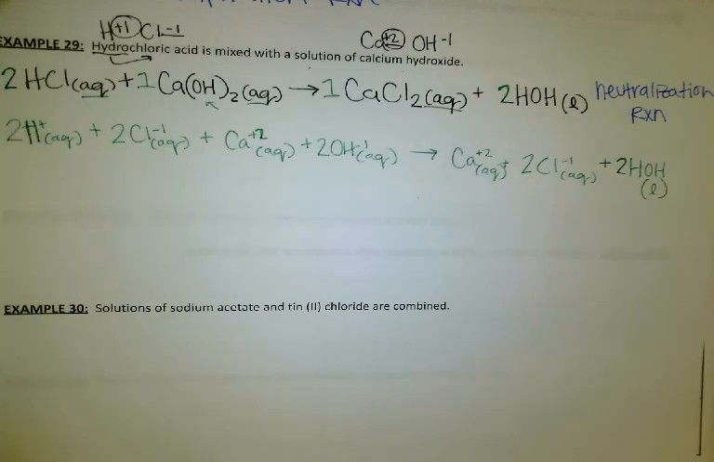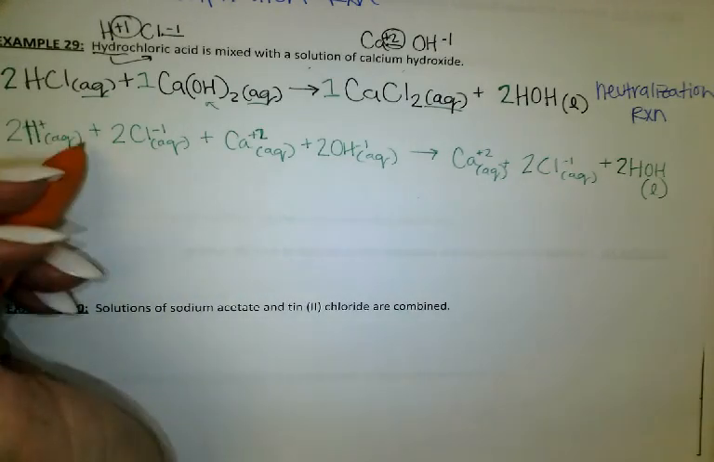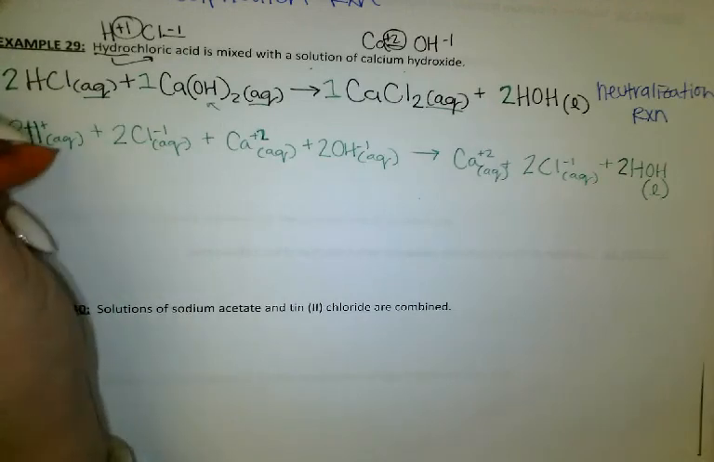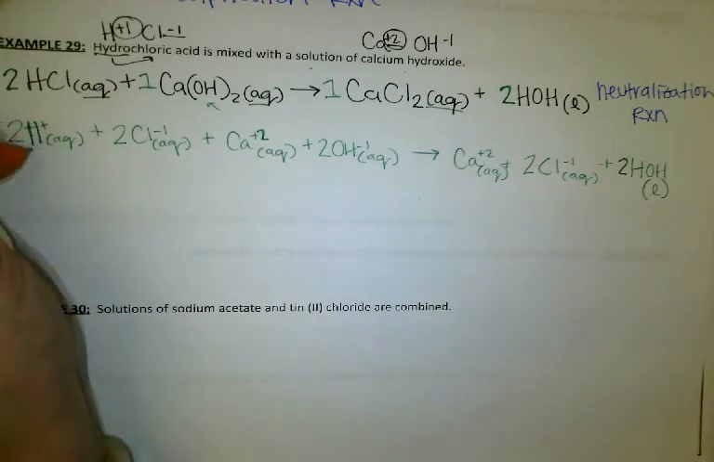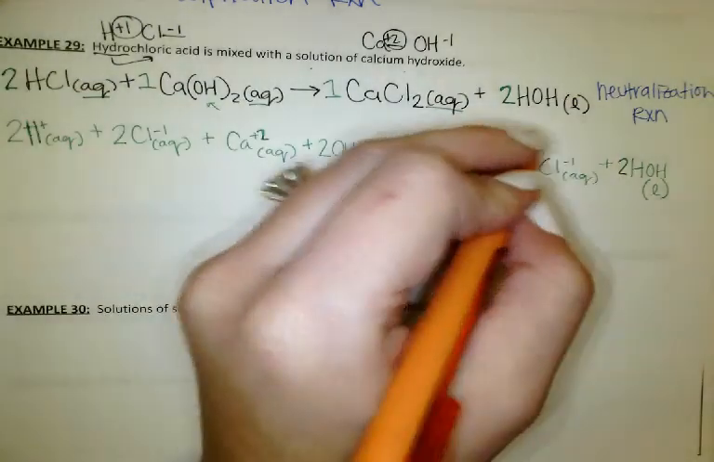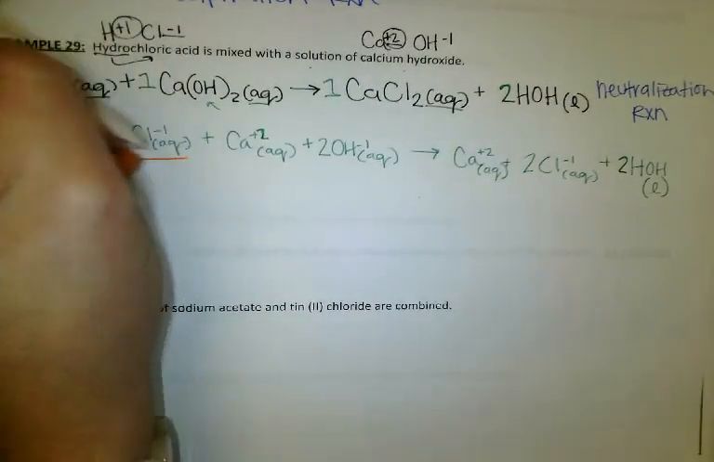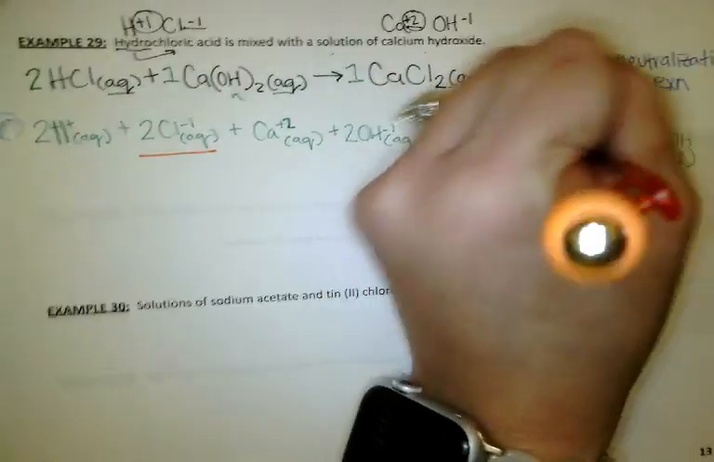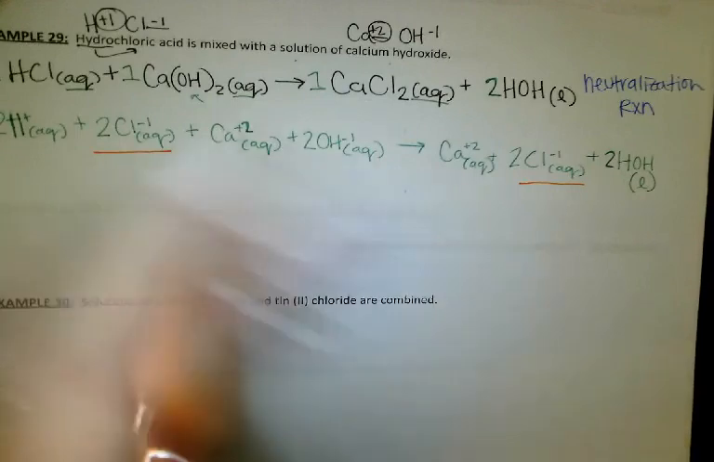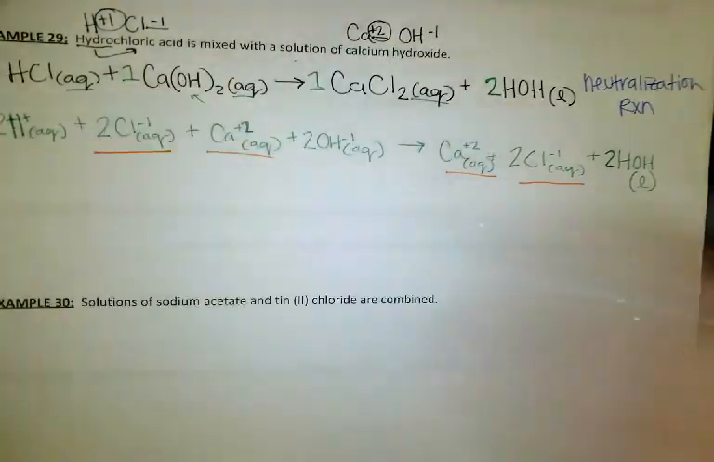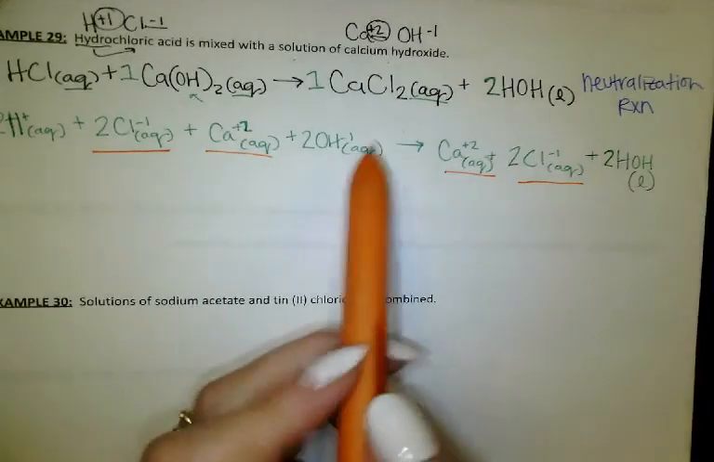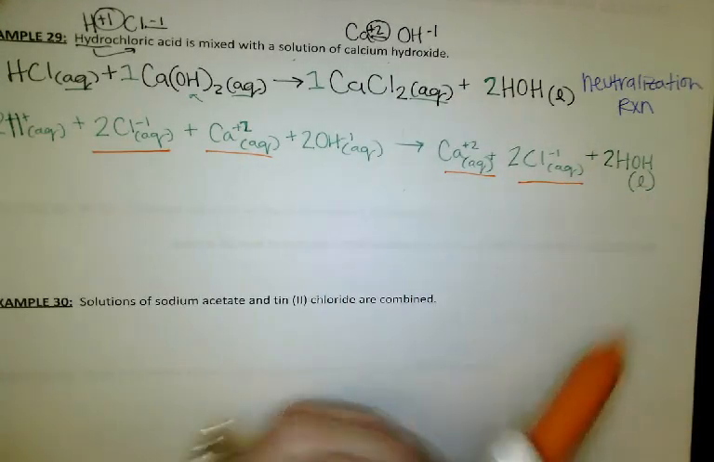Okay, so now we want to go through and check our work. We want to see what the spectator ions are. So we got hydrogen ion over here on the reactant, but we don't have any in the product. We got 2 chloride ions in the reactant and 2 chloride ions in the product, so that is a spectator. We got 1 calcium and 1 calcium, that's a spectator. 2 hydroxides and hydroxides in the products, that is part of the net. Okay, so it's only if the ions are on both sides does it cancel out.